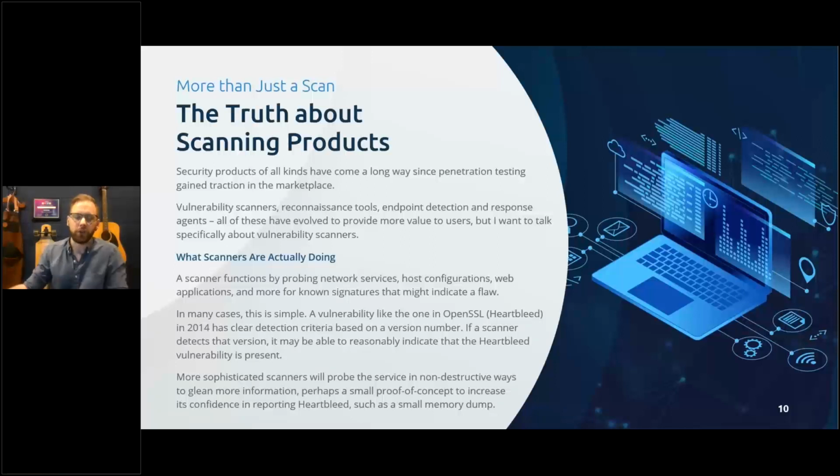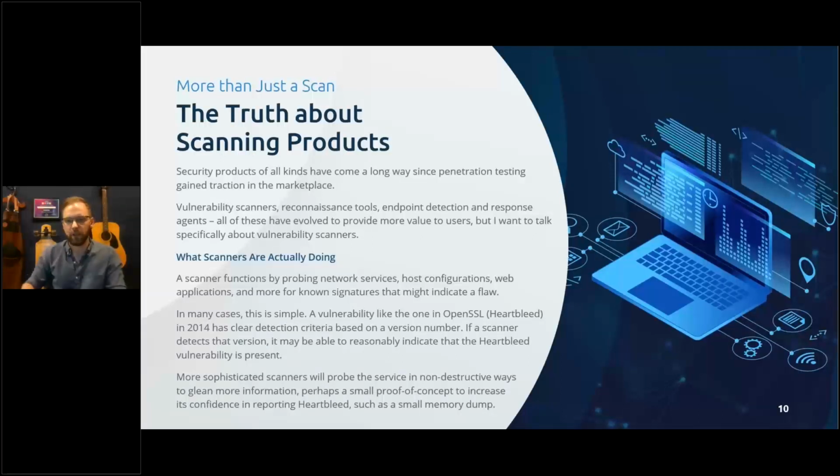if it's not known, it can't be detected. More sophisticated scanners will look for this kind of thing in non-destructive ways. They'll glean more information. Again, this varies between products, but they are looking for things that are already known. The difference in pen testing, first of all, penetration testers know how to use those vulnerabilities, relate them, chain them together. They know how to interpret the results and use them to their advantage.